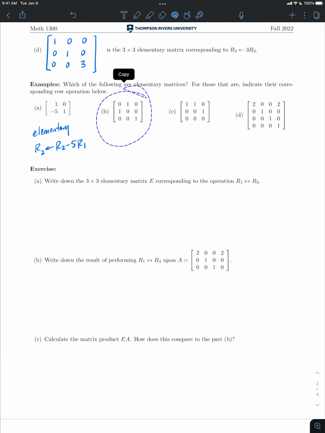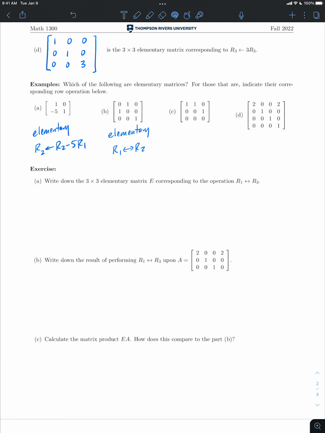This one, can you get this from the 3 by 3 identity with a single row operation? Yeah, just interchange the first 2 rows. Right, so this one is also elementary. And the corresponding row operation is to interchange row 1 and row 2. By the way, I'm going to remind you of something. I've already mentioned this, but this is usually where there's always a few people that get a bit mixed up here.